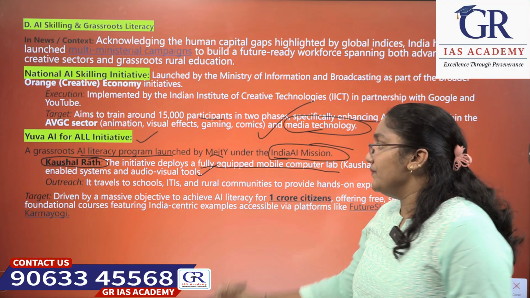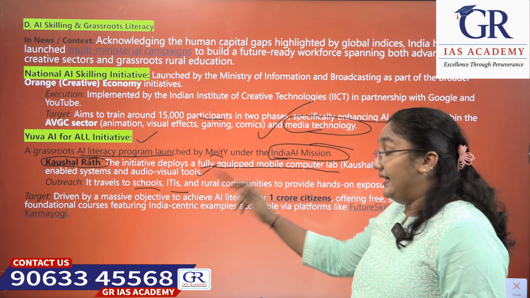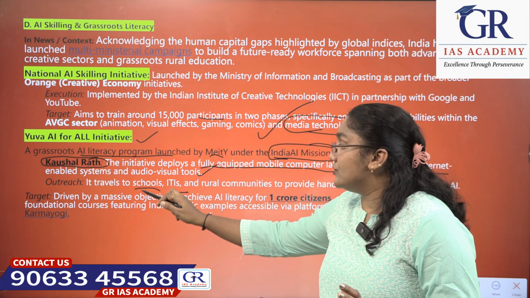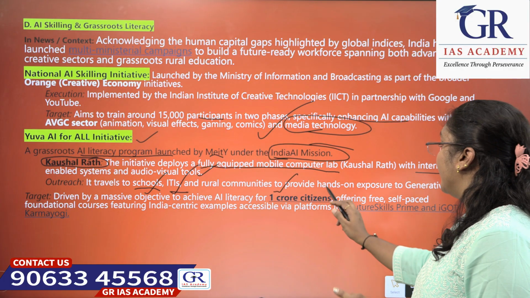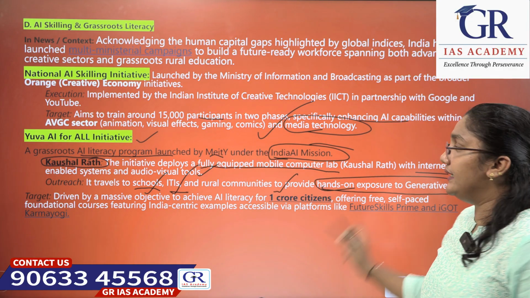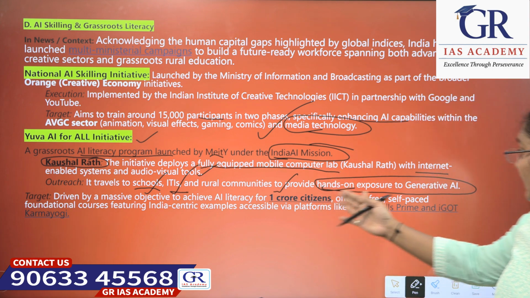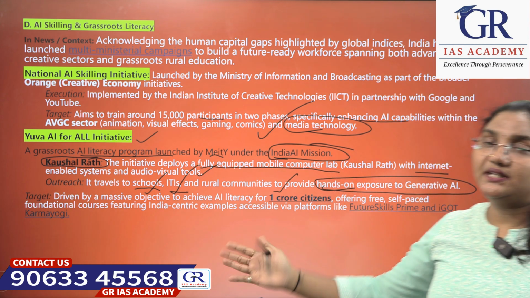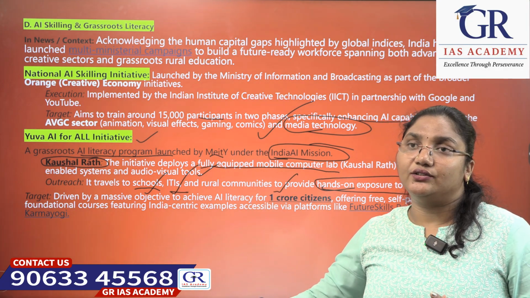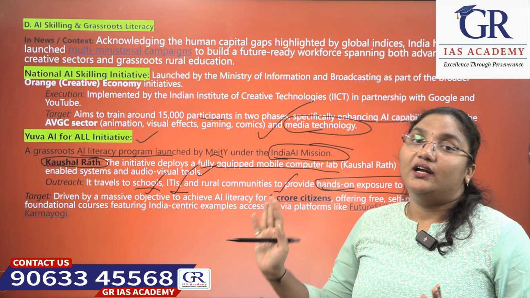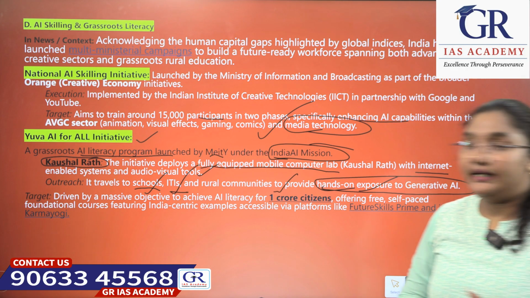What is the outreach of it? It travels to schools, ITIs, not IITs, and rural communities to provide hands-on exposure to generative AI. Okay, a small vehicle which is equipped with internet-enabled systems and audio visual tools. It travels to schools, goes to ITI institutes and rural regions for providing hands-on exposure to generative AI.